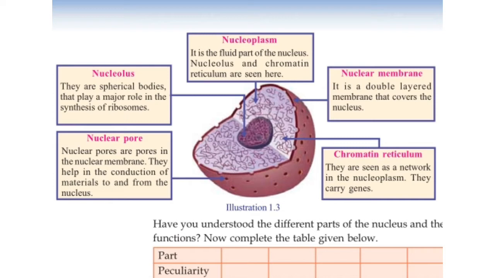Next, you can look at the nuclear pores on the surface of the nuclear membrane. The last part is that the pores in the nuclear membrane help in the conduction of materials to and from the nucleus. Genes are carried by the chromatin reticulum. These are the important parts of the nucleus: nuclear membrane, nucleoplasm, nuclear pore, nucleolus, chromatin reticulum.